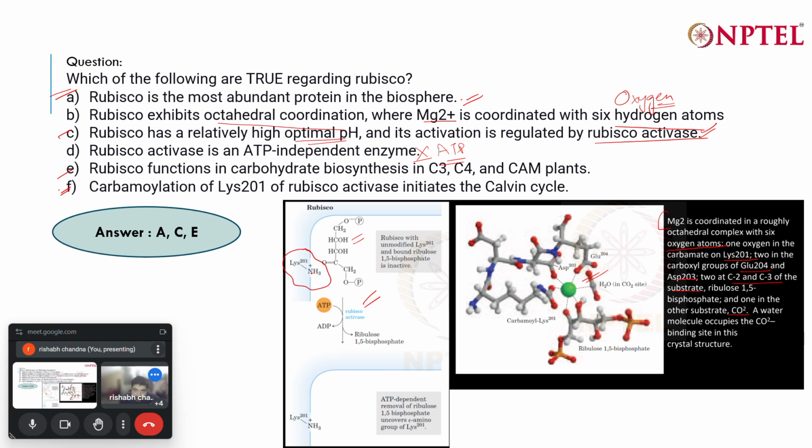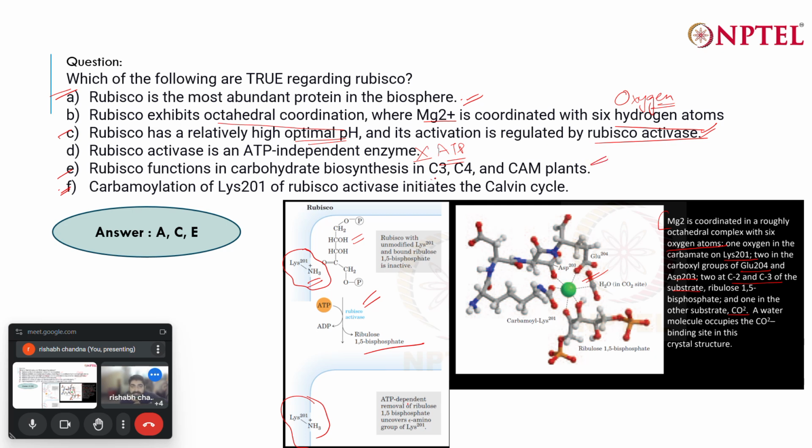Now, first it is unmodified. Then after Rubisco activase comes into the picture, it utilizes ATP and releases ribulose 1,5 bisphosphate. It uncovers the lysine, that is, it removes the ribulose 1,5 bisphosphate from the active site, and then Rubisco starts its work. Then, Rubisco functions in carbohydrate biosynthesis in C3, C4 and CAM pathways. Yes, CAM plants, this is right.